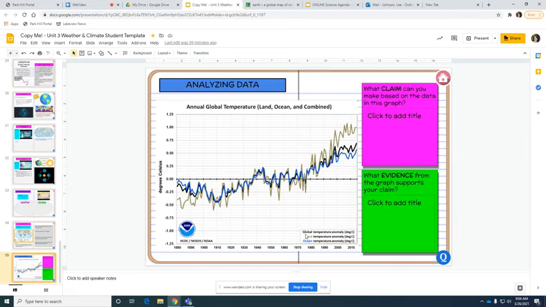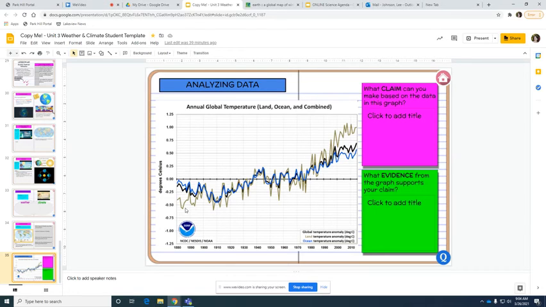So on this graph, we have some data here. We've got global land temperatures. So we've taken temperature data specifically from land, and that's the kind of brownish gray line. We have taken temperature data from the ocean. So that's the blue line. And then we've combined that set to look at the average globally.